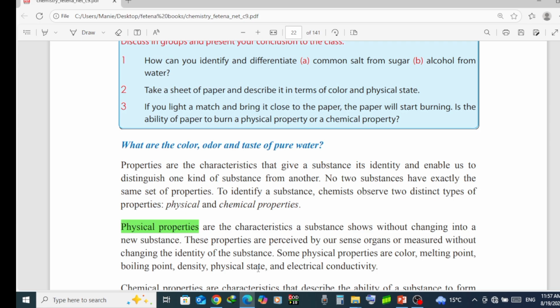The physical state. By physical state we mean the existence of an object in the form of either solid or liquid or gas. That is called a physical state. Therefore, physical state is also a physical property. And electrical conductivity. The conductivity nature of a metal or a substance is its physical property, for there is no new substance formed. So these are some examples of the physical properties. Some physical properties include these things.